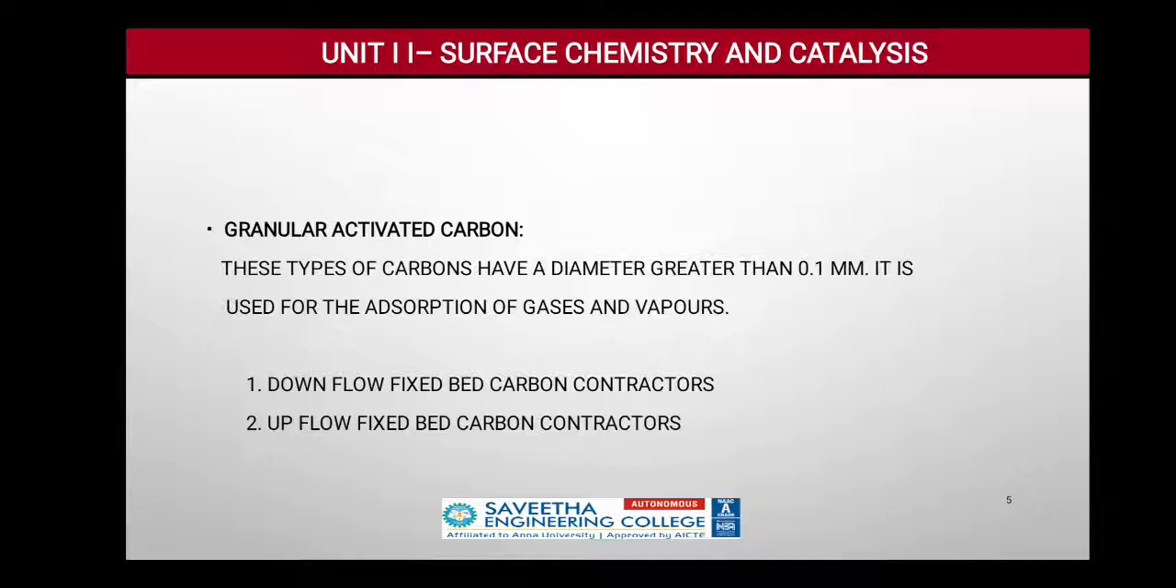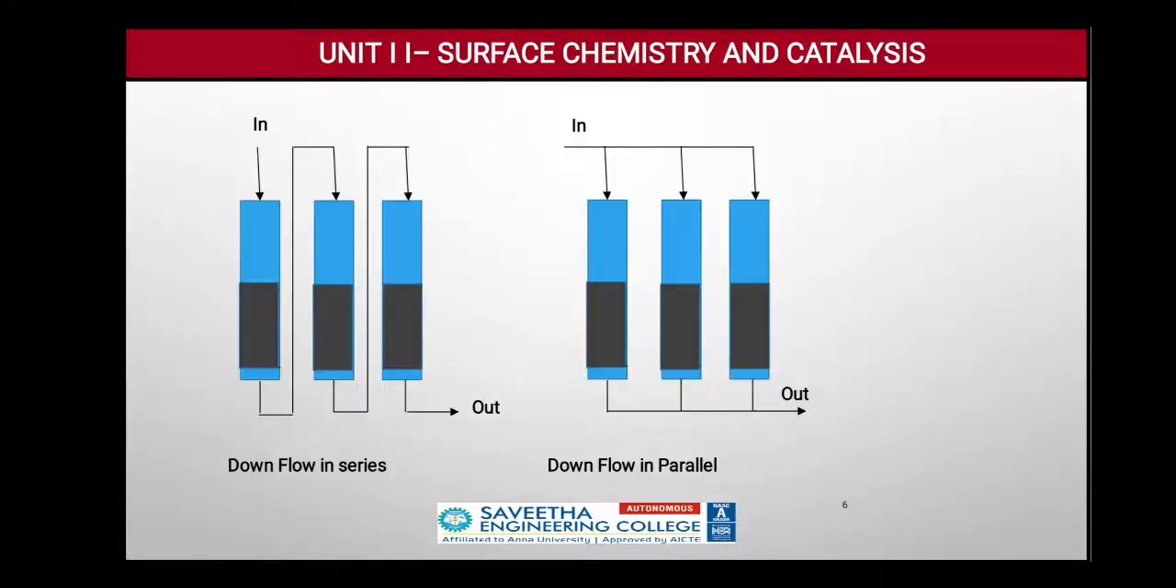With the help of this carbon, industries eliminate pollutants in air and water in two different ways. One is downflow fixed bed carbon contactors and the other is upflow fixed bed carbon contactors. In the downflow fixed bed carbon contactors there are two types. They can be operated in series as well as parallel. Figure A shows series fixed bed carbon contactors and the next one is parallel fixed bed carbon contactors.